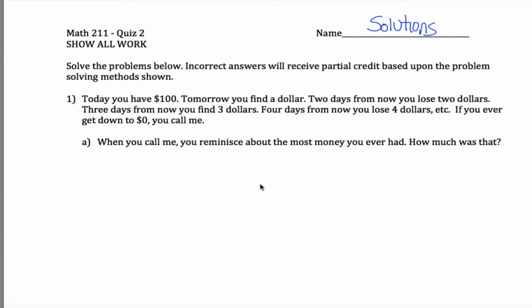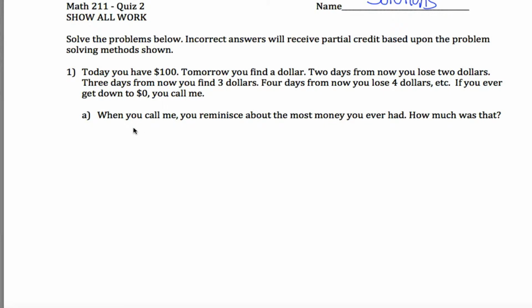So what I was going for here, as far as our problem-solving methods, is this might be a problem that works well to find a pattern. So what we can do is create some columns, maybe days from now, and money, how much money you have. And let's start to fill out a table and see what happens.